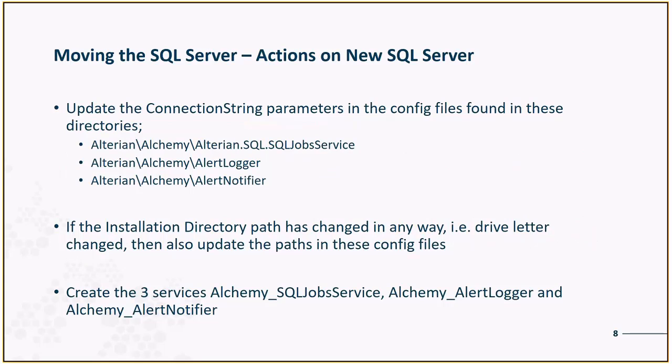Still on the SQL Server, we need to go into these directories, find the config file and update the connection strings in them. That's the Ulterior Alchemy Ulterior SQL job service. In the config file there's two connection strings, so make sure you update them both. The alert logger and alert notifier services also need their connection strings updated. If unfortunately the installation directory path has changed in any way, i.e. the drive letter is different, then you will need to update all the file paths you'll find in those three config files as well.